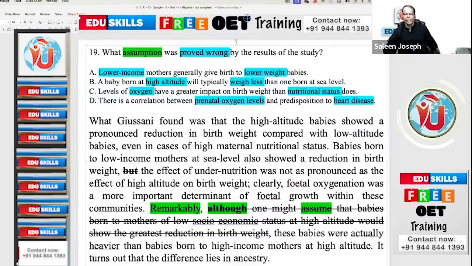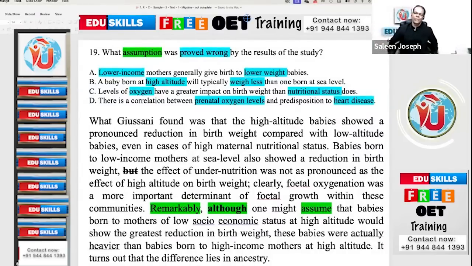Opposite. Did you get me? Here they are asking what assumption was proved wrong. What was the assumption? Poor mothers will have lower weight babies. But this study showed poor mothers have higher weight babies. These babies were actually heavier than babies born to high-income mothers at a high altitude. The fact found in this study is that lower income mothers have higher weight babies.